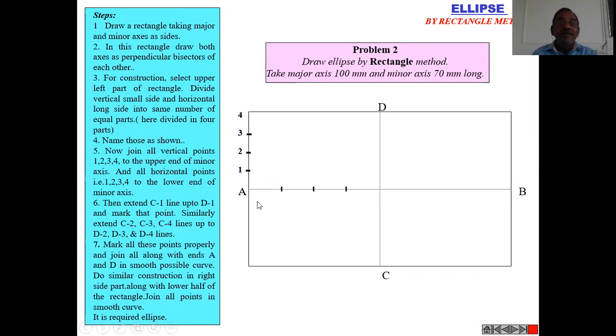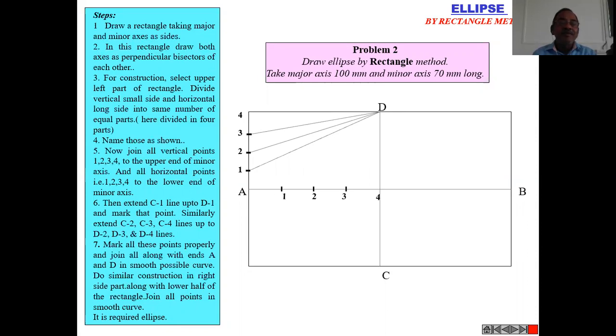In the same manner, you divide this horizontal line from the midpoint. Let's say the midpoint is the central point of the entire rectangle, let's say O. That AO also should be divided into 4 equal parts. And name these again as shown in the figure, right? Now, join these 1, 2, 3 from that line. See the figure properly.